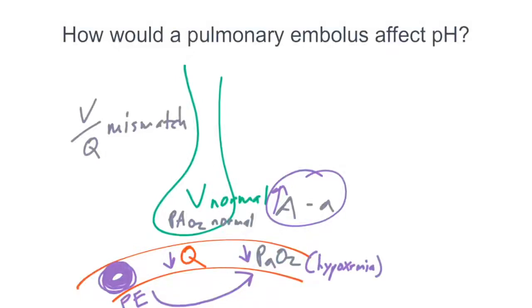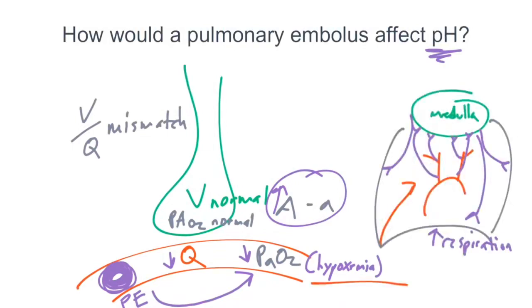But the question is actually about pH. So how will this hypoxemia affect the pH? Well, whenever you get a question connecting the lungs to the pH of the blood, you should instantly think about chemoreceptors and hyperventilation or hypoventilation. So with decreased partial pressure of oxygen, the chemoreceptors, specifically the peripheral chemoreceptors, will stimulate the brainstem to increase respiration. So this patient will actually begin hyperventilating from the increased respiratory drive. So the question is, what will hyperventilation do to the pH?